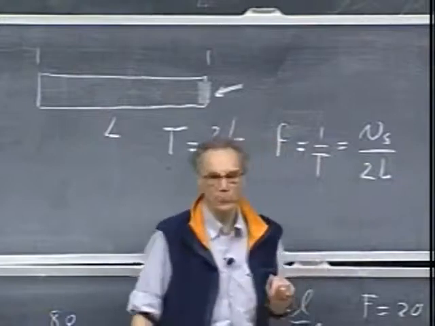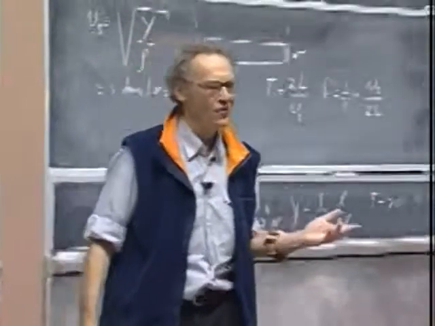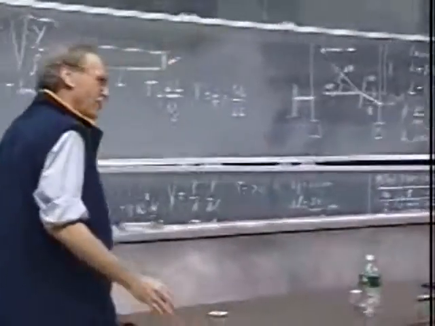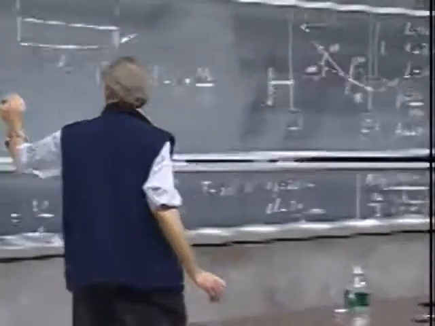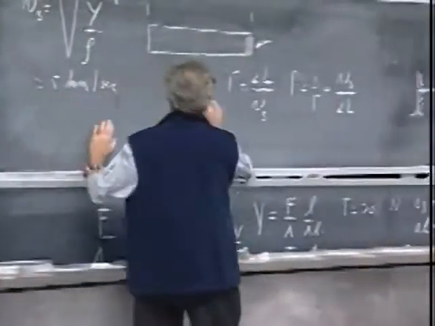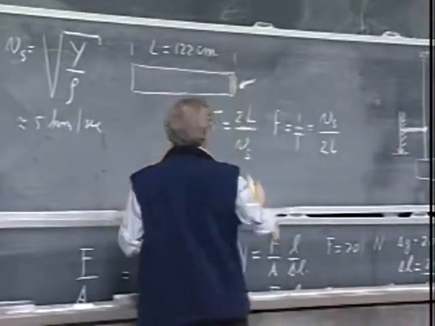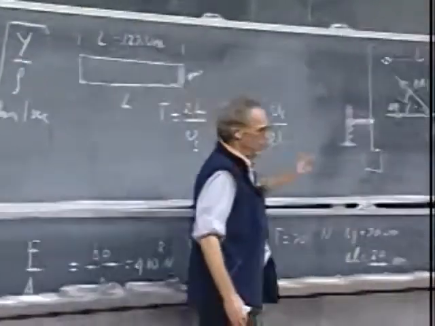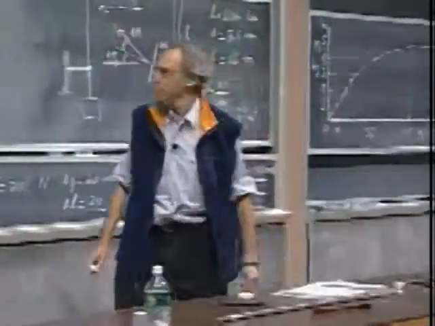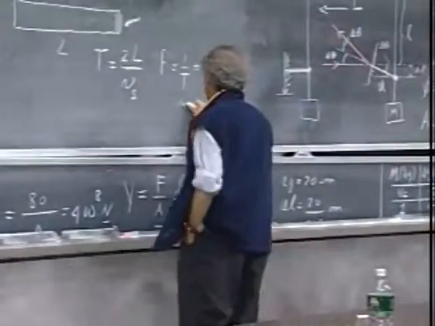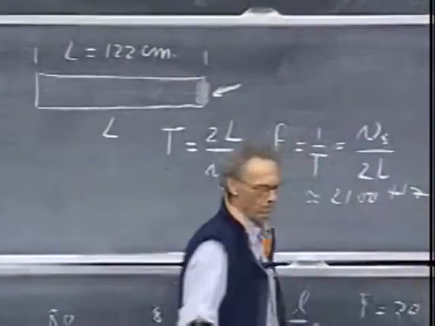Now, for those of you who will take 8.03 in the future, you will see a much better derivation of this frequency. So this is a poor man's version. The speed of sound is about 5 kilometers per second. The length of the bar is about 122 centimeters. And so that translates into a frequency of roughly 2100 hertz. So the frequency for this magnesium bar is about 2100 hertz.